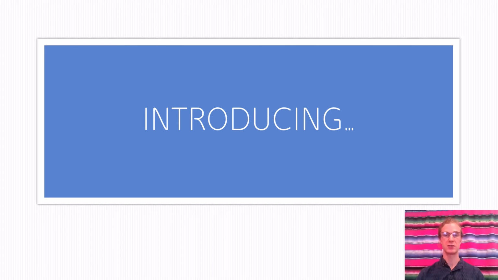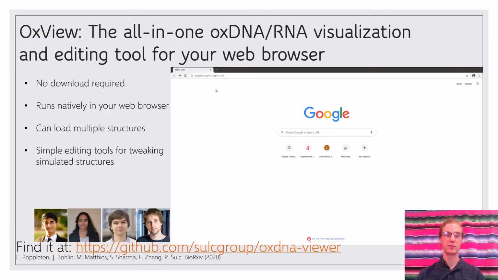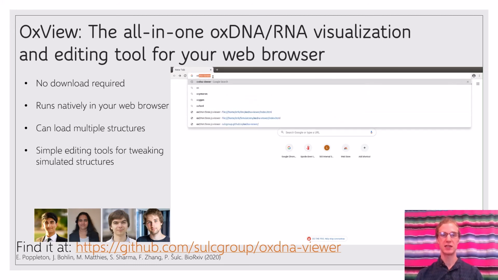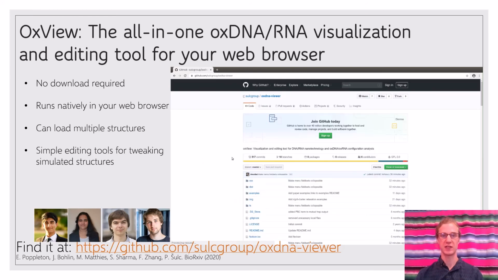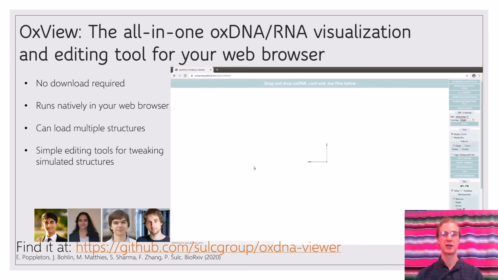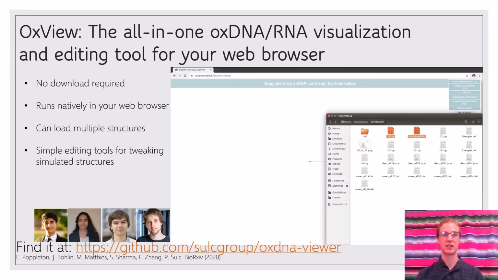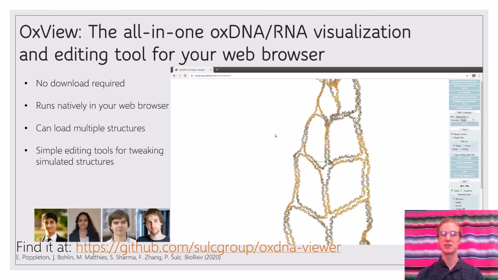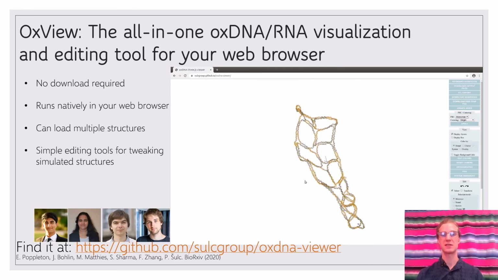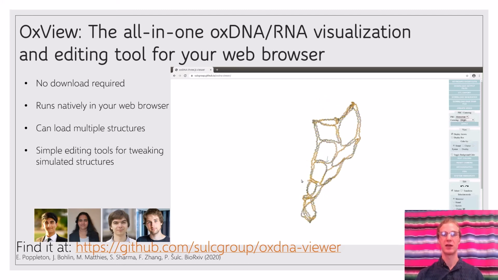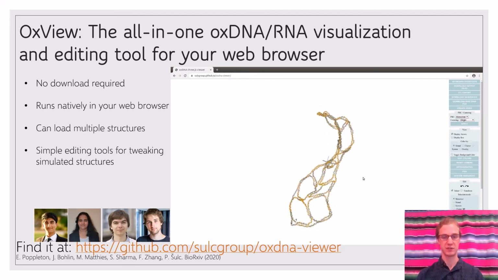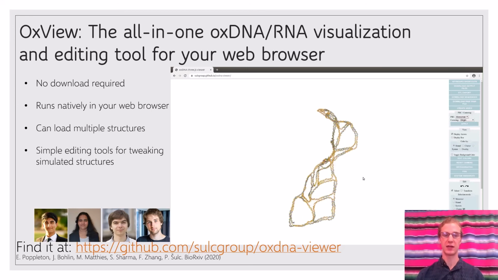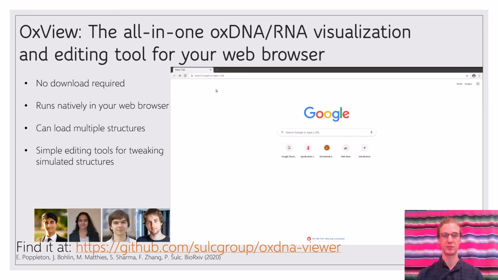First, I would like to introduce oxView. This is a web browser-based visualization tool that natively reads oxDNA configuration and topology files. It smoothly visualizes large structures and loads trajectory files on the fly, allowing faster turnaround time for understanding your simulation outputs. In addition, this is the first editor that modifies files in the oxDNA format, allowing simulation-driven iterative modification and combining of structures. It can be found at the GitHub account on your screen.